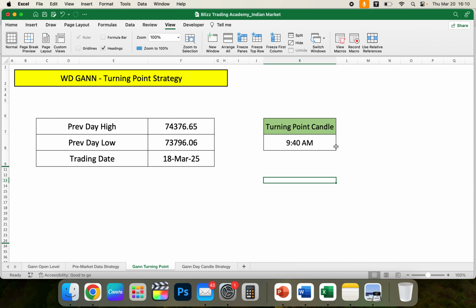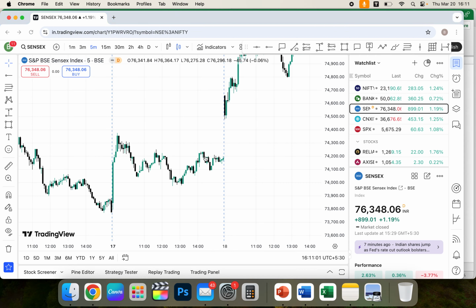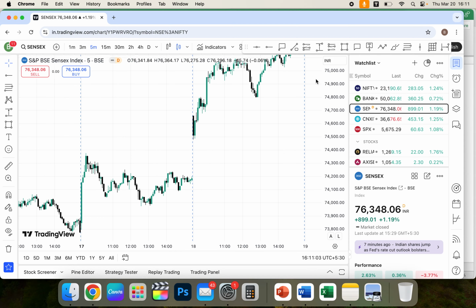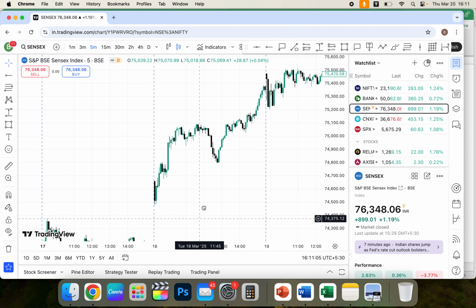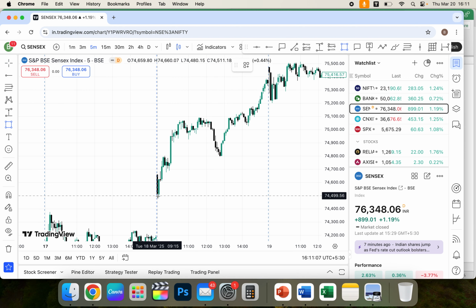So the 9:40 a.m. candle. See, actually we are calculating this a day in advance. So for example, if we are going to trade tomorrow, today we will get this answer once the market is closed, right? So we might not know what happens at this particular time, right? So let's see. It's the 9:40 a.m. candle. So this one is the 9:40 a.m. candle.